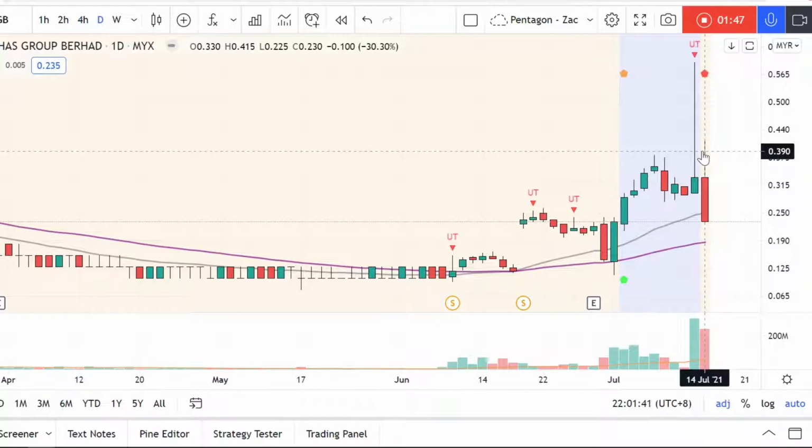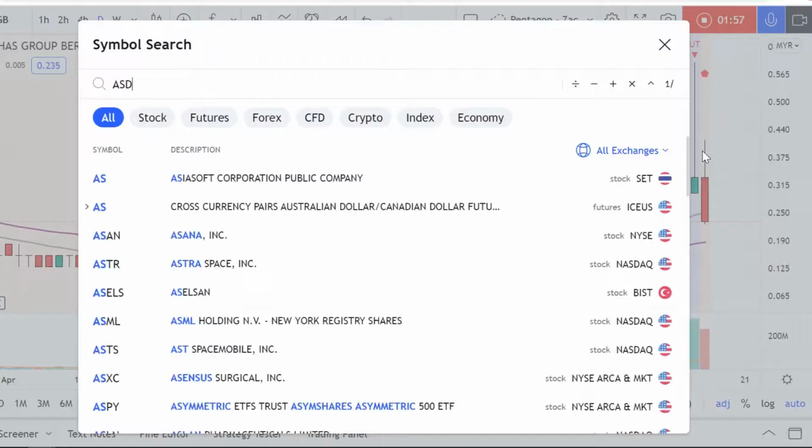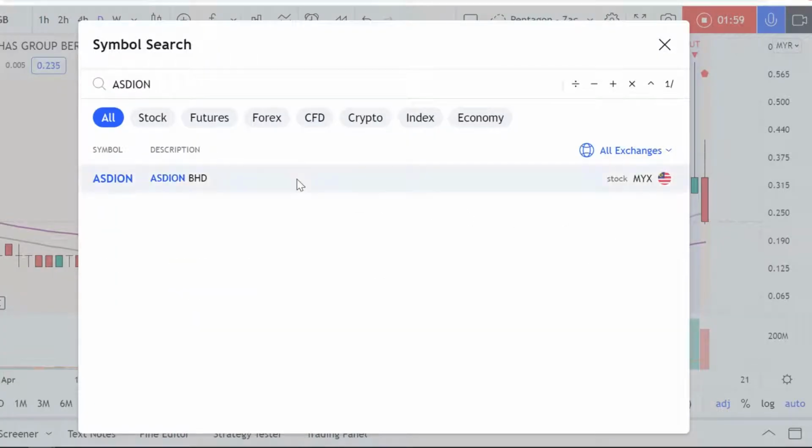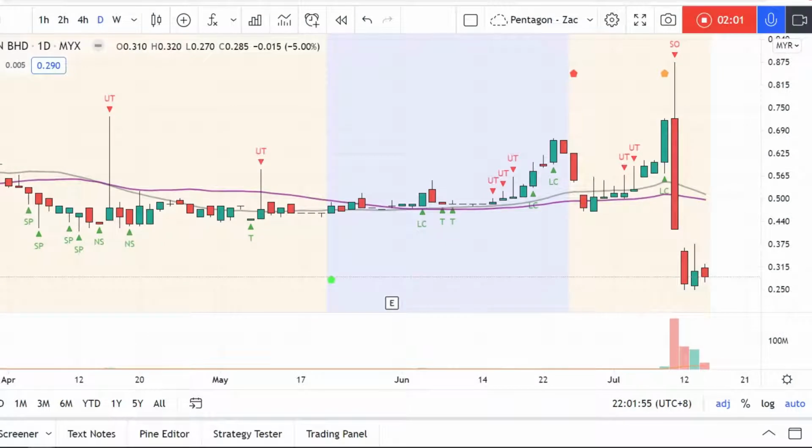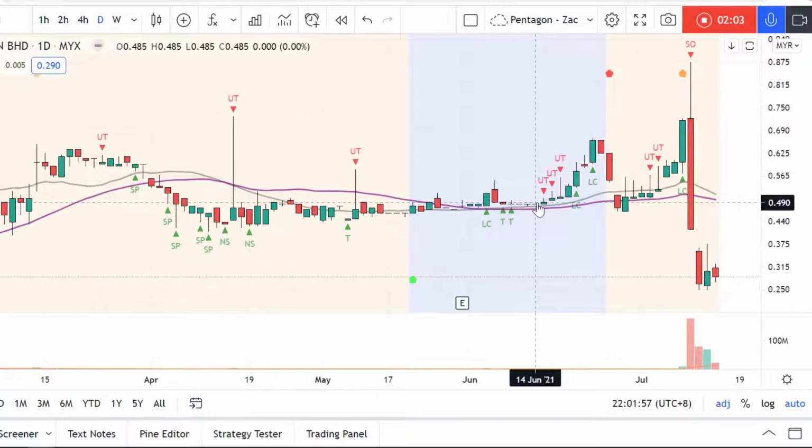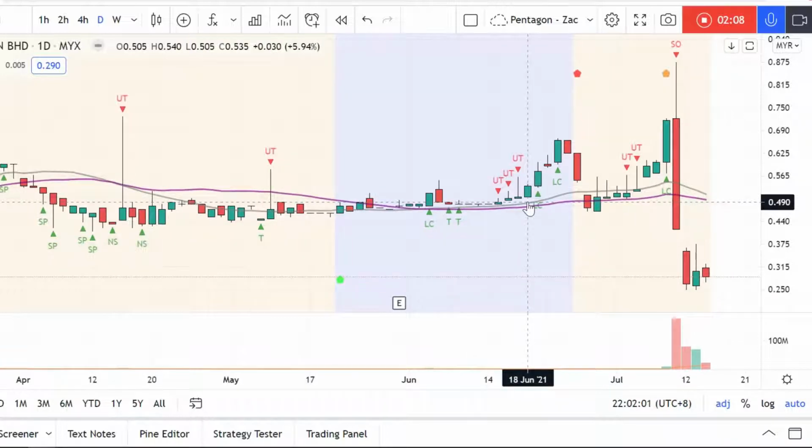I know most of my YouTube viewers are looking for a certain trading style. Like I said, I will show you three counters before I go back to Pasukhas. The first counter I'd like to show you is Asdion. The reason I share these three counters, even though they're not 100% the same, is that they share similar characteristics.